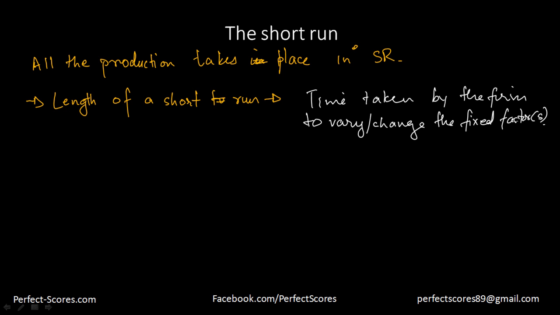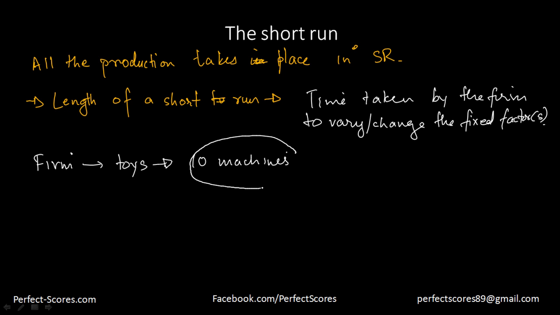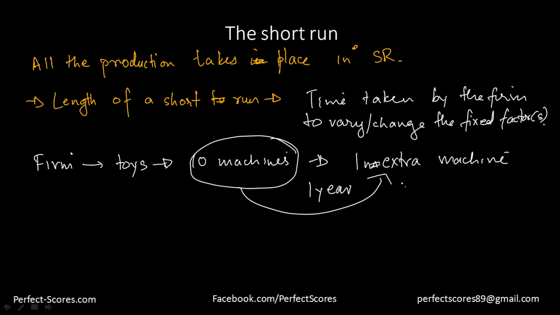So let's say, for example, I talk about a firm which produces toys. Right now the firm has 10 machines to make toys, and it cannot afford another one. Let's suppose after a year's operation, it is able to get one extra machine. So that 1 year is the time taken to come out of this short run of 10 machines into this short run of 11 machines. That is what we mean by short run.